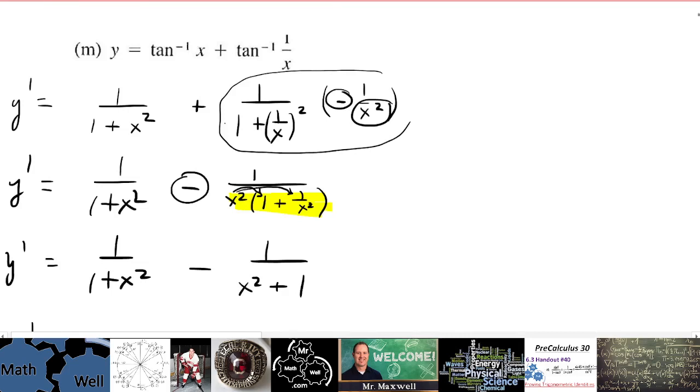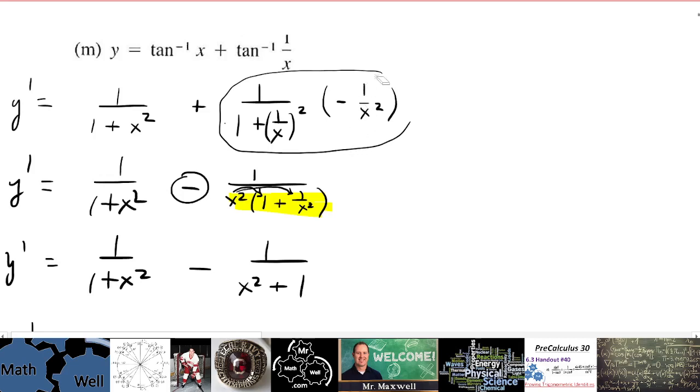Okay, so let's go back over this again. With the tan, the form is 1 over 1 plus x squared. And because this is just an x here, I don't have to multiply by a chain rule really. Plus the derivative of this is 1 over 1 plus whatever this is, 1 over x squared. I do have to multiply this by the chain rule, so I multiply by the derivative of 1 over x, which is minus 1 over x squared.